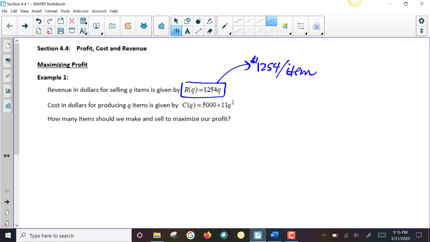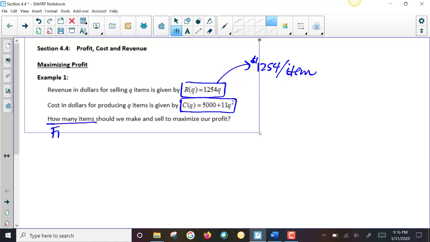Price times quantity. The cost for producing Q items is given by this function. So we have a quadratic cost function, which we don't always see. How many items, which basically means we need to find Q, should we make and sell to maximize profit? Okay, so we need to come up with a function that will calculate the profit, and then we can find the value of Q that makes it a maximum using the derivative and finding a critical point, etc.